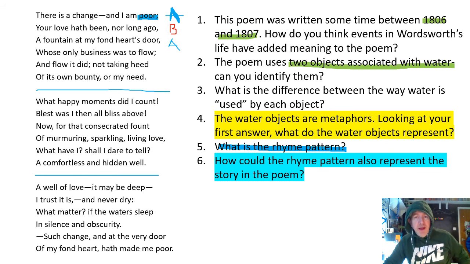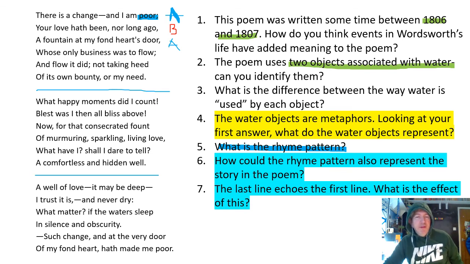Question 6. How could the rhyme pattern also represent the story in the poem? This is a tricky question. Here, I'm asking you to think about how this rhyme pattern represents what's going on in the poem. And when you get the rhyme pattern in front of you, you'll see that there's some sounds that are separated and apart, and some sounds that are right close and next door to each other in a couplet. Try and interpret that range of different layouts, some sounds being apart and some sounds being close, and how that could represent the story in the poem.